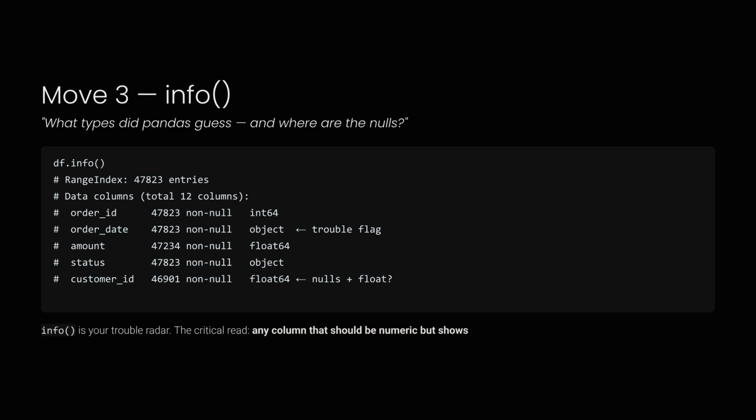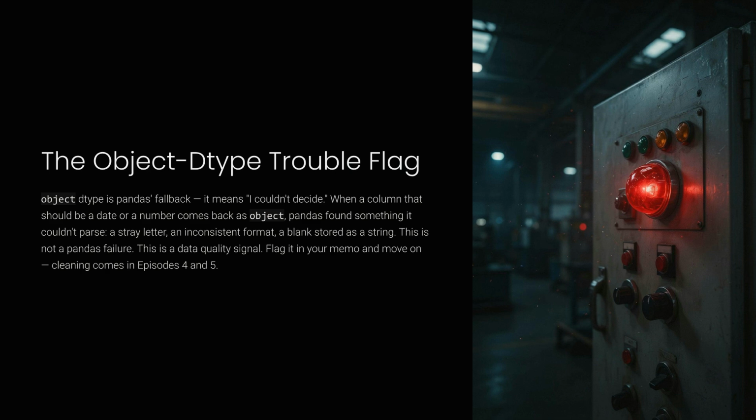Move 3 is info. This command serves as your trouble radar, revealing data types and null counts. Look for columns that should be numeric but appear as objects, as these often signal issues. Seeing an object D-type where you expect a date or number is a primary quality signal. It means Pandas couldn't parse the column consistently. Make a note of this to address during the cleaning phase.